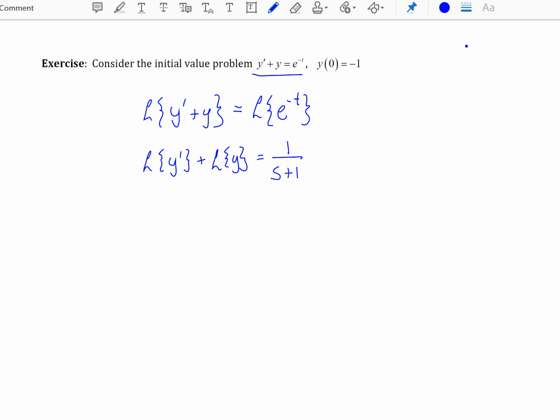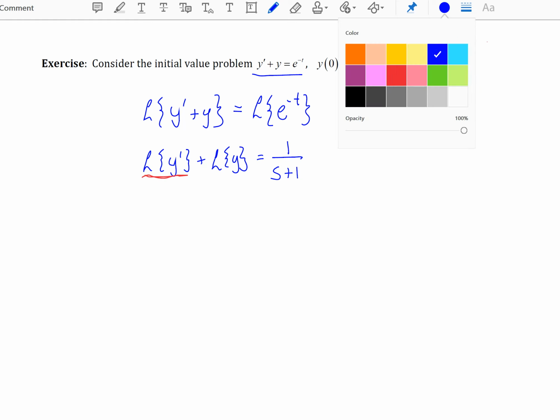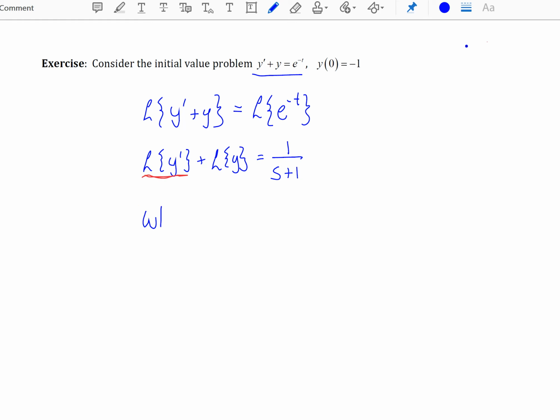Now, the Laplace of y prime. Let's come up with a substitution for this term. Now, the Laplace of y prime we have as s times the Laplace of y minus y evaluated at 0, where y evaluated at 0 is given by our initial conditions. So we'll make our substitution.